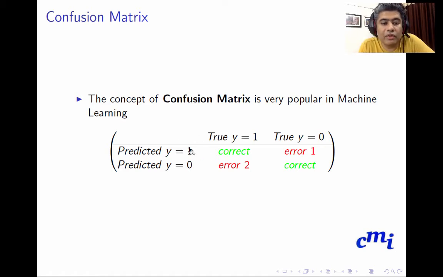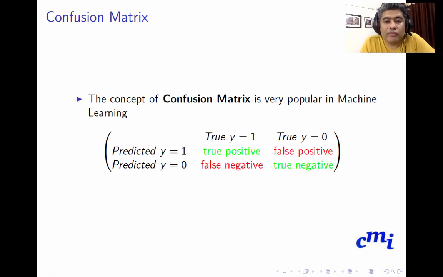You predicted y equal to 1, which means a positive result, and if the true value is also y equal to 1, then it's a correct decision. If you predicted y equal to 0 and it turns out that true y is also 0, then that is also a correct decision. On the other hand, if you predicted y equal to 1 but the actual y is 0, then it's an error, one kind of error. And if you predicted y equal to 0 but it turns out to be y equal to 1, this is the second kind of error, or error 2.